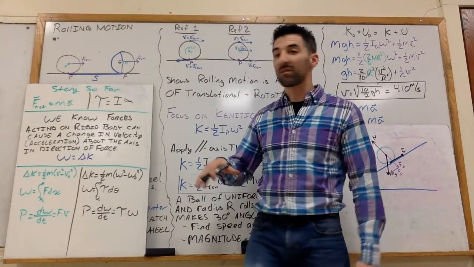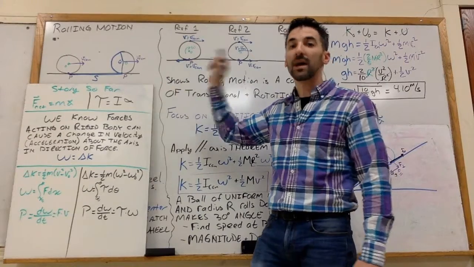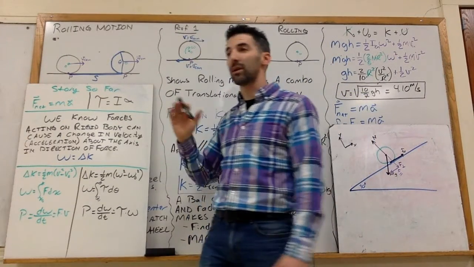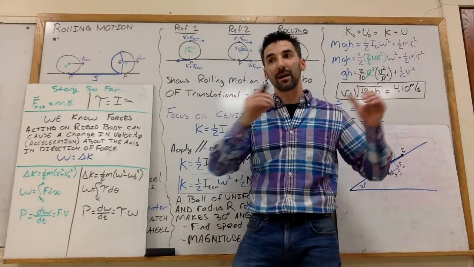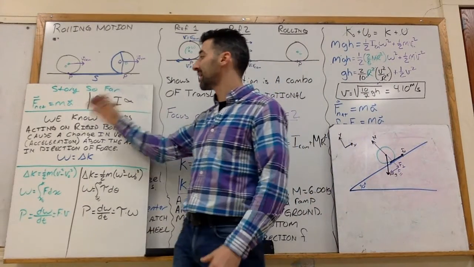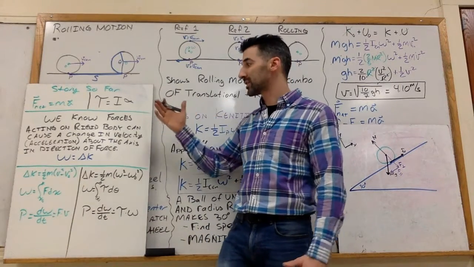So, things we know so far. We know there are two sets of motion, translational motion and rotational motion. And we know F equals ma is the law that rules both. We know if we apply a force to some rigid body, it doesn't matter if it's translational or rotational, it can cause an acceleration. And it causes an acceleration about the axis in the same direction as the force.